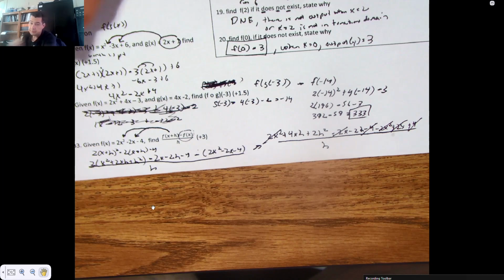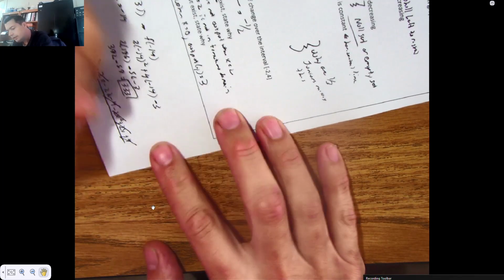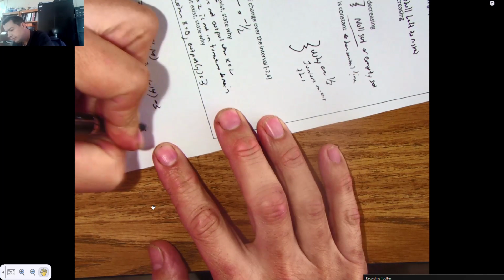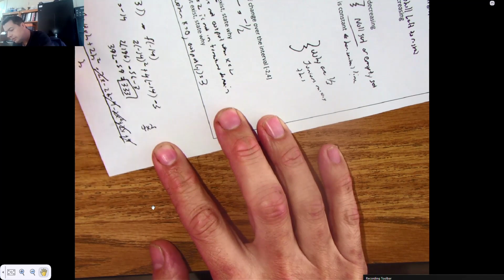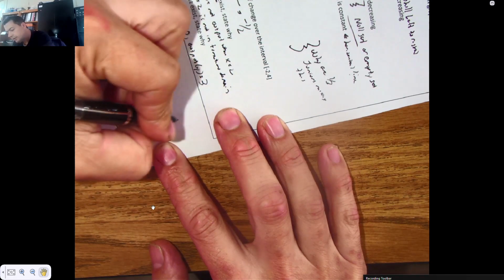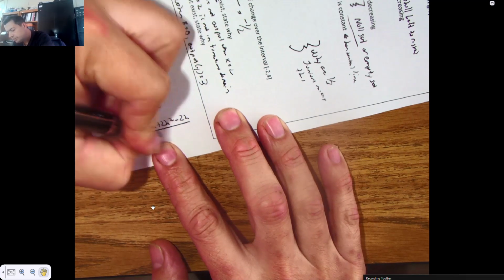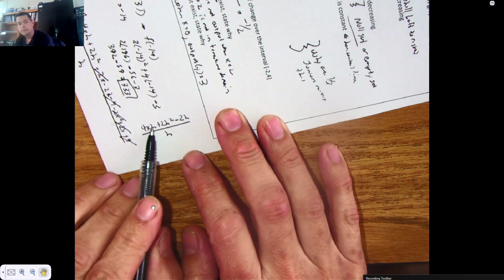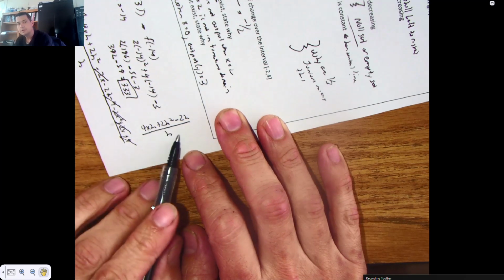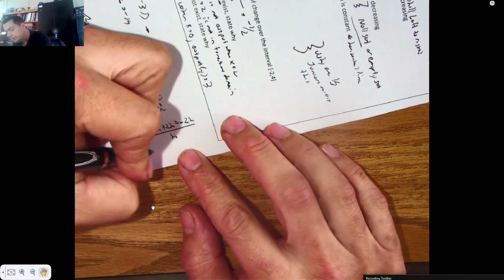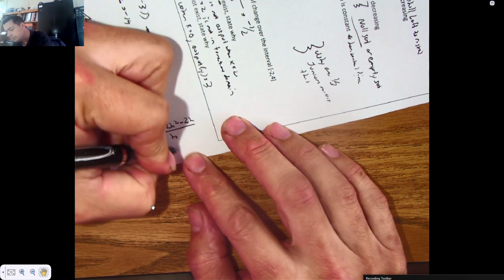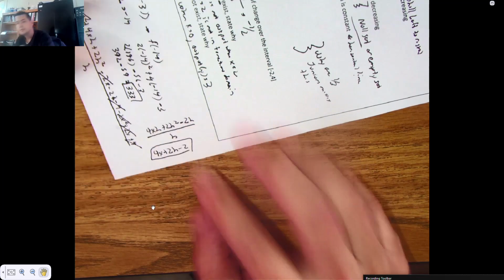Those knock each other out. And that's what I'm left with. I have a 4xh, a 2h squared, and a minus 2h, and it's all sitting pretty over an h. Every piece of this rational expression possesses an h, so it's canceled out. 4x plus 2h minus 2 is my final answer.